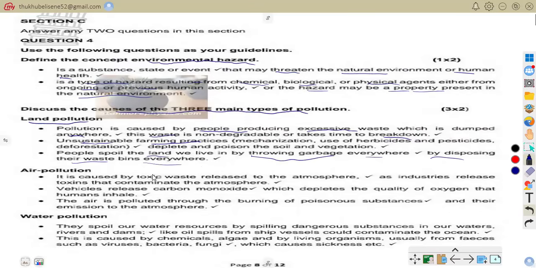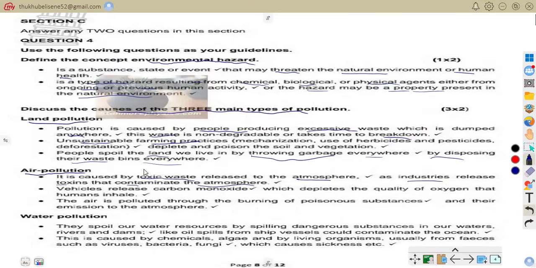Another cause of pollution is air pollution. Air pollution is one of the types of pollution. It says air pollution is caused by toxic waste released into the atmosphere, as industries release toxins that contaminate the atmosphere.